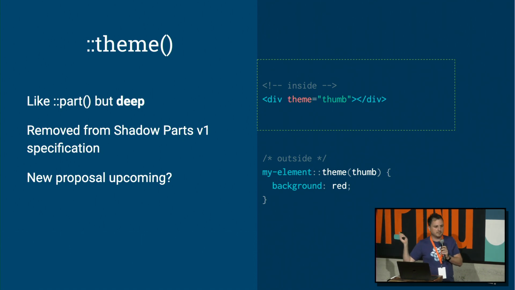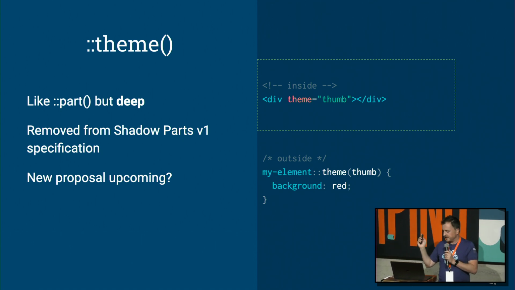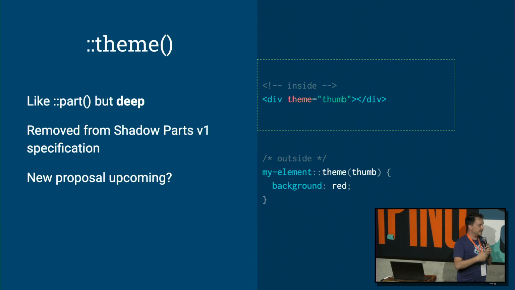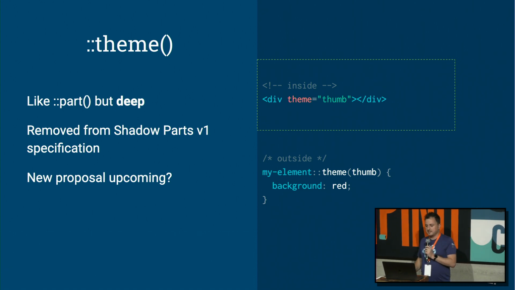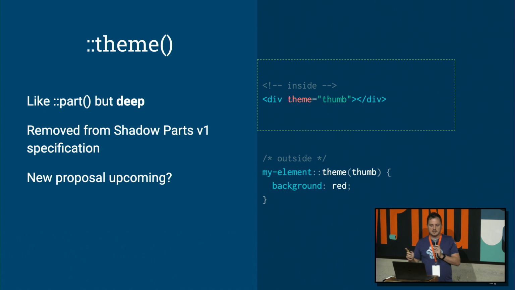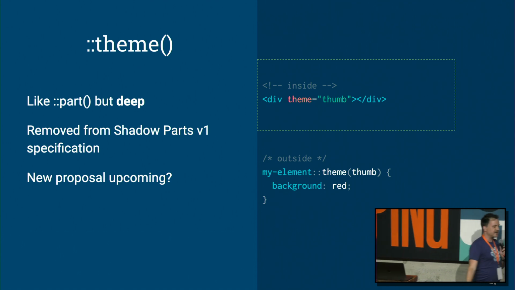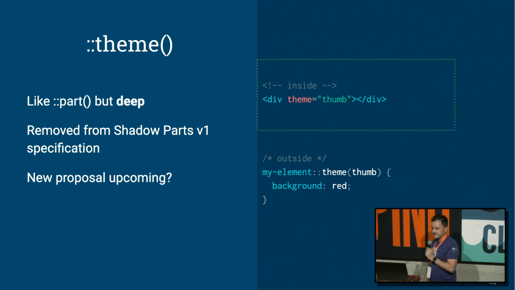It'll just be called theme, possibly. And then we'll have a :theme selector, and it will basically work the same as ::part, except it'll work deeply across shadow roots. This is just a proposal subject to change. We're not exactly sure what it's going to look like, but hopefully something like this. So this is finally going to give us that ability to have our encapsulation and eat it too, to be able to style deeply across all the shadow root boundaries.